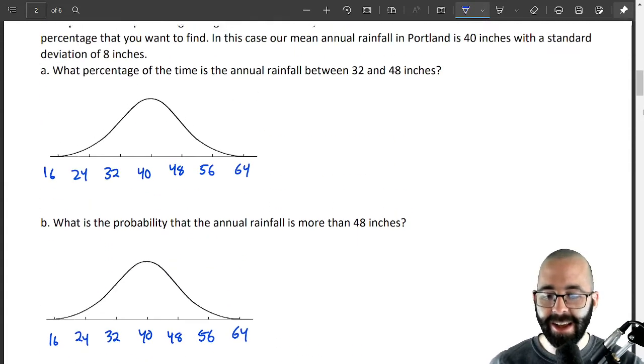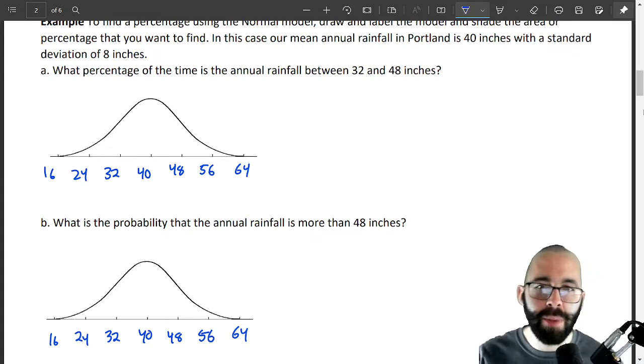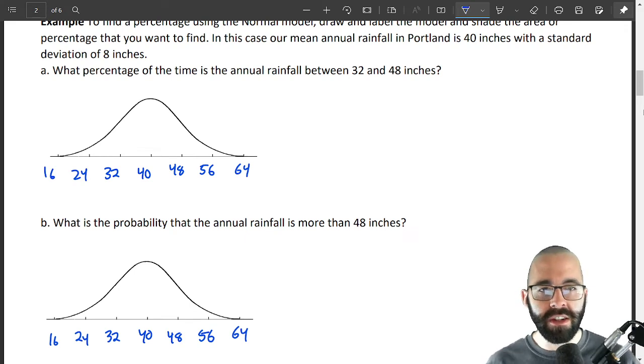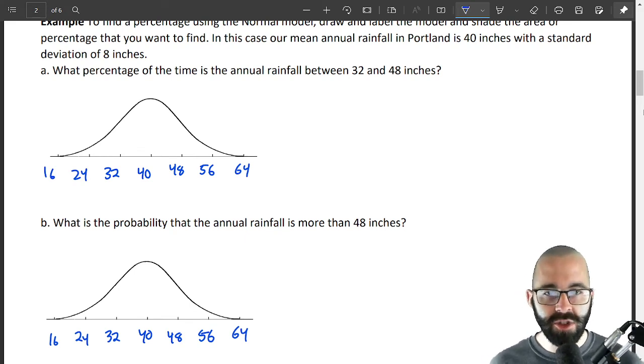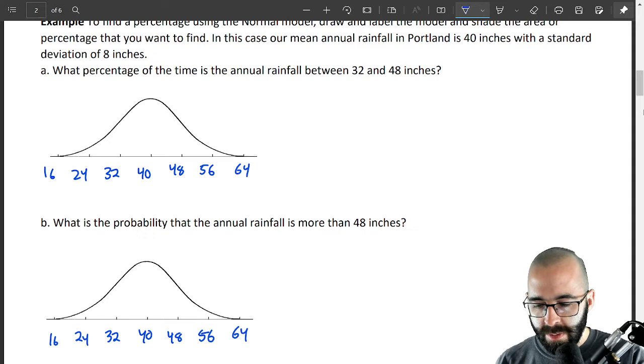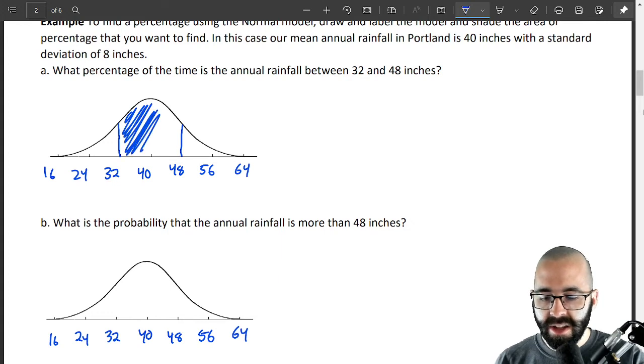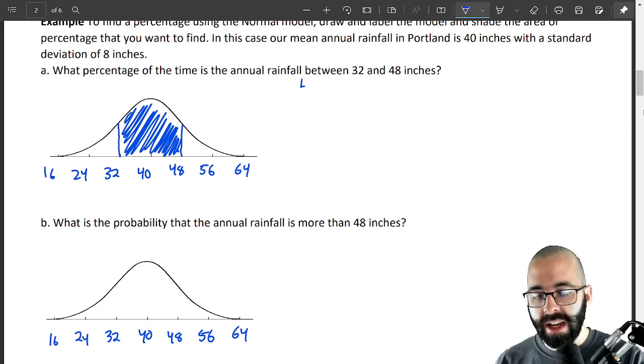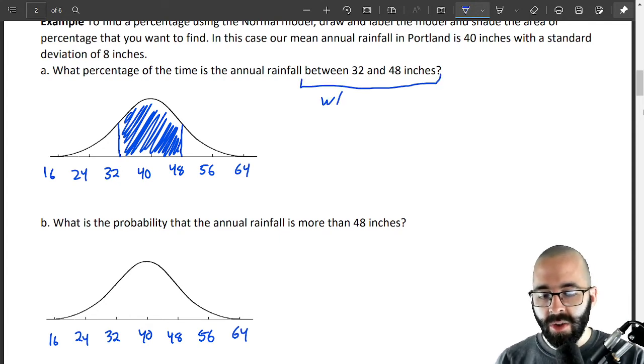All right, so we have all of these labeled. They're all labeled the same way. Let's go through them. Part A. What percentage of the time is the annual rainfall between 32 and 48 inches? When is it between 32 and 48 inches? Well, this percent of the time. That's within 1 standard deviation of the mean, right? Within 1 standard deviation of the mean.